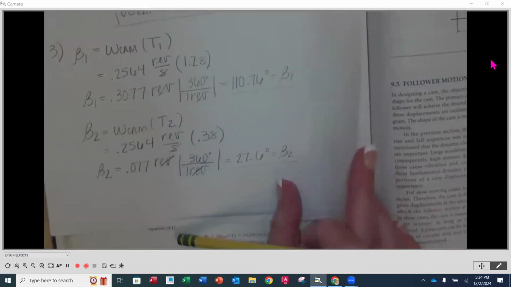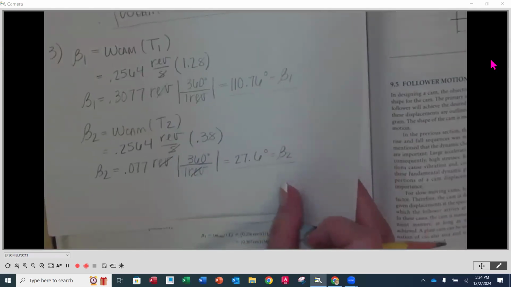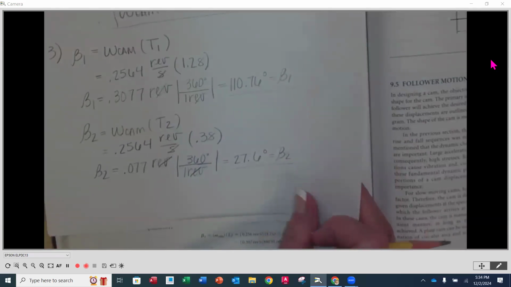Okay. So go ahead and do that for 3, 4, and 5. Beta 3, 4, and 5. I'll kind of do mine on the side here and then we can compare.